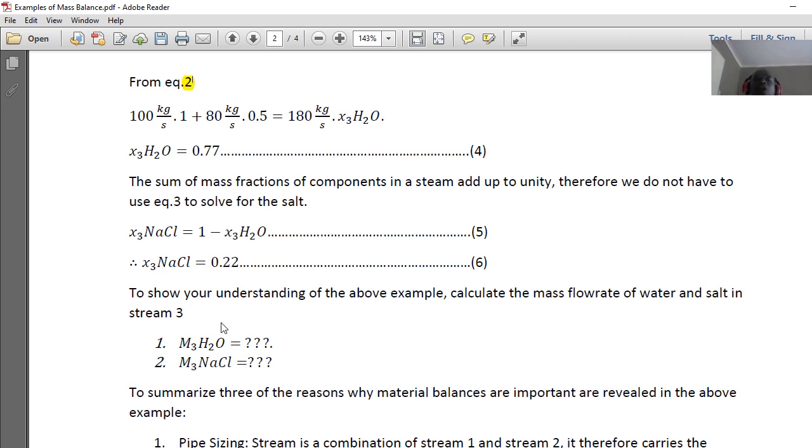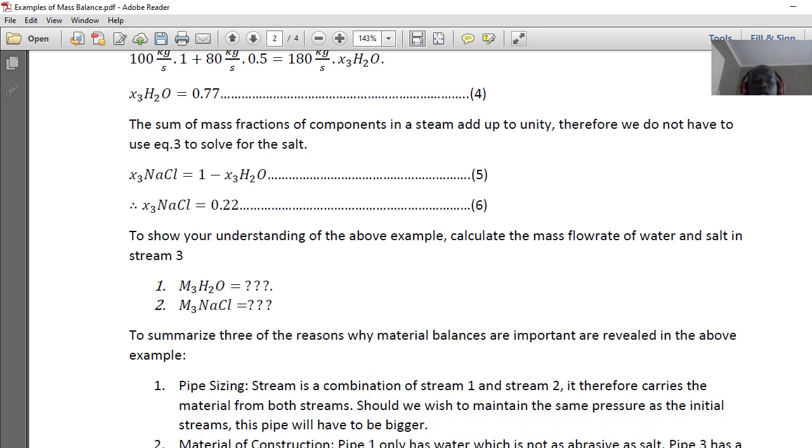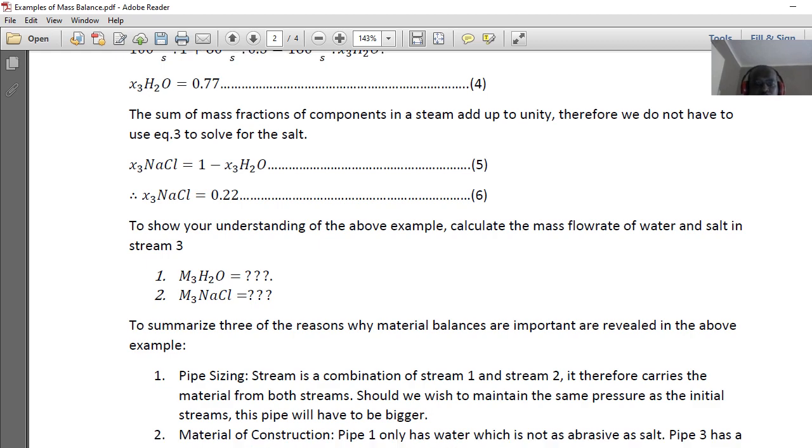Now, what I want you to do is go through this example carefully, and then to show your understanding, I need you to calculate the mass flow rate of water and the mass flow rate of salt in stream 3, right? So these are the two things I need you to calculate. Should you have any challenges with this, I am here to assist. Drop a comment below or drop me an email and let's try and go through it together.